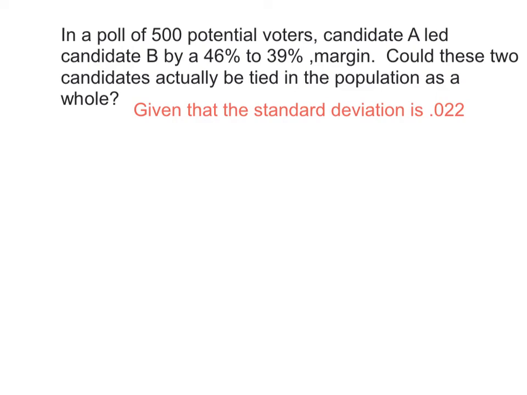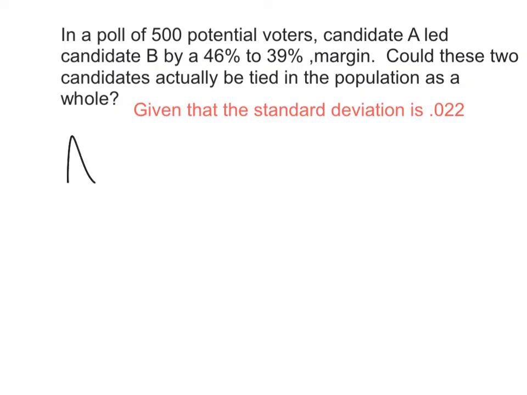Well, I think I saved the best for last here, and this is probably most relatable to what's going on currently in our country. In a population of 500 potential voters, candidate A led candidate B by a 46 to 39% margin. Could these two candidates actually be tied in the population as a whole? Okay, so we're given a standard deviation of 0.022.